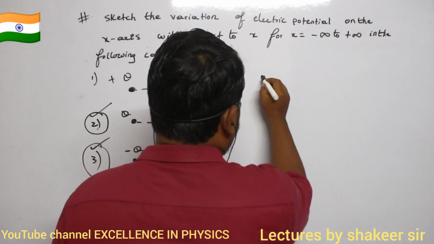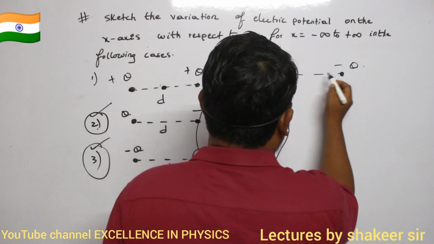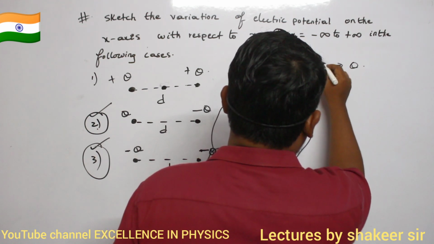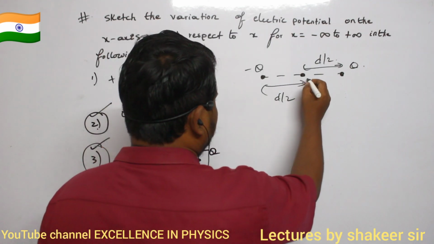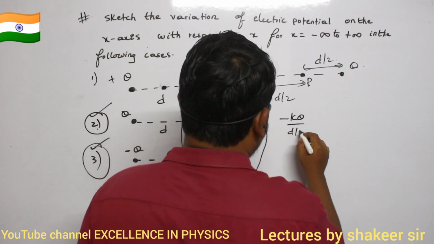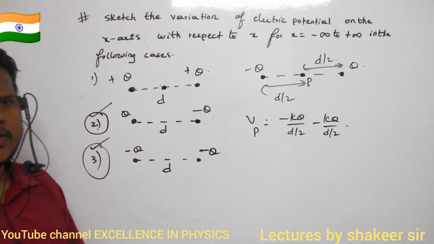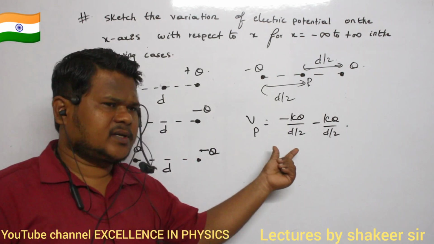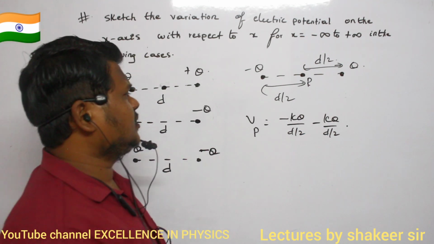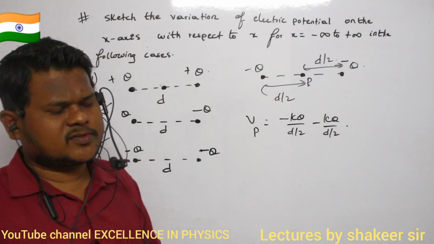Clear? For example, this is a negative charge and this is also a negative charge. If I want to calculate the potential at a distance of d by 2, this distance is also equal to d by 2. Let this be point P. Potential at point P will be minus kq divided by d by 2 minus kq divided by d by 2. Is it 0? Potential is not 0. But definitely this potential will be minimum. Why? Because potential at the charges will be infinite, and these two are negative charges, so potentials will also be negative.